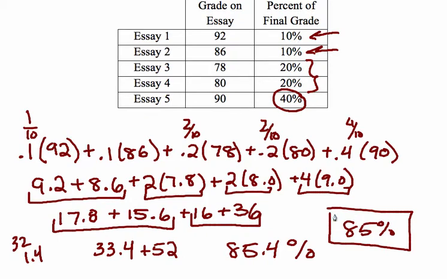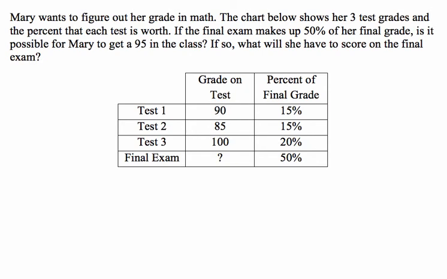Our next example says, Mary wants to figure out her grade in math. The chart below shows her 3 test grades and the percent that each test is worth. If the final exam makes up 50% of her final grade, is it possible for Mary to get a 95 in the class? If so, what will she have to score on the final exam? So here we have a different unknown that we're solving for. Instead of trying to figure out what her grade will be, we want to know what she wants to get on the final exam in order to have her grade come out a certain way.